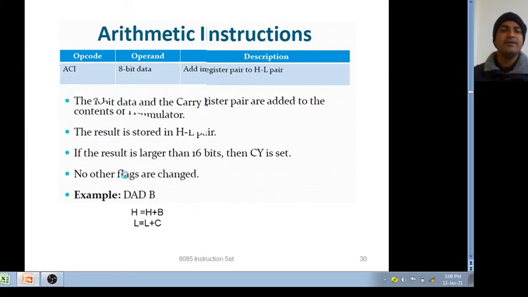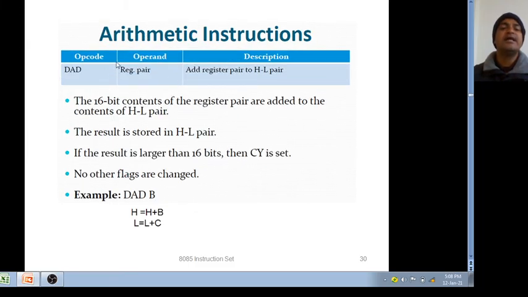The next instruction is DAD, DAD register pair. Okay, in case of ADD B, we are adding A with register B, and we are storing the result in A, but it is performing only an 8-bit operation. But if you want to perform a 16-bit operation, if you want to add two 16-bit numbers, in that case you will use DAD register pair. And by default the register pair will be HL.